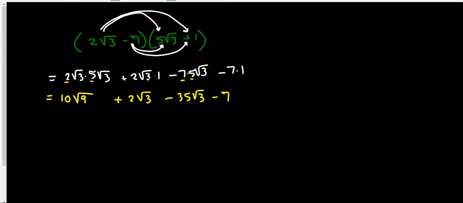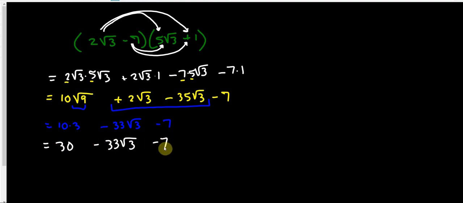Okay, well, a few things to point out here. First off, I can do the square root of 9. That's just 3, so 10 times 3. These are like radicals. I can add them or subtract them. So 2 minus 35 would be what? That would be negative 33 square root of 3. Let's bring down the minus 7. Oh, well now, 10 times 3 is 30. Minus 33 square root of 3 minus 7. And now look here.